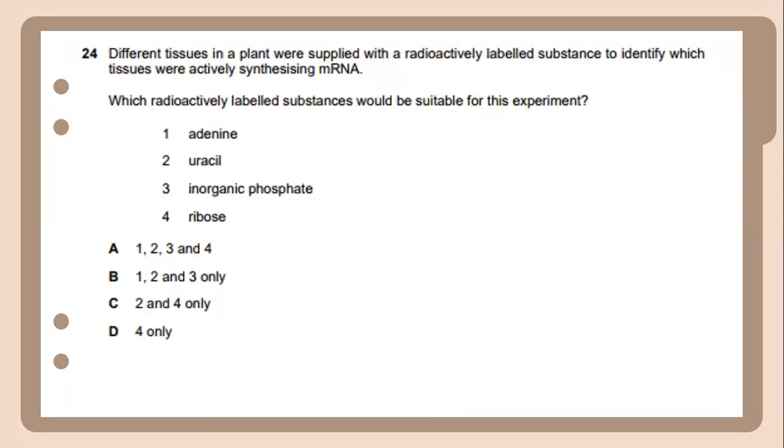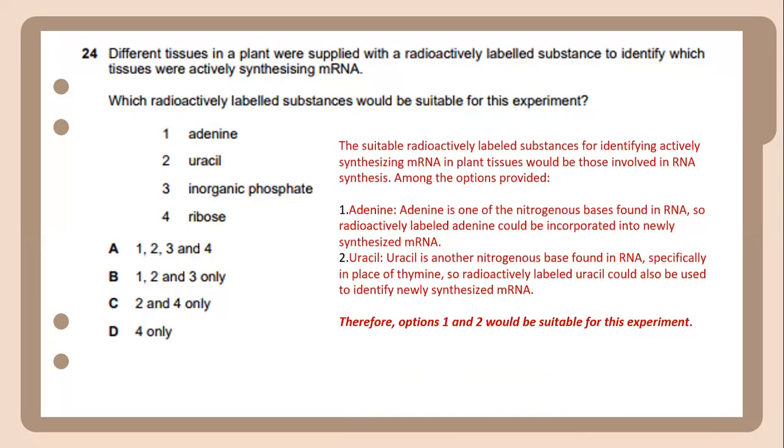24. Different tissues in a plant were supplied with a radioactively labeled substance to identify which tissues were actively synthesizing mRNA. Which radioactively labeled substances would be suitable for this experiment, whether adenine, uracil, inorganic phosphate, or ribose? The suitable radioactively labeled substances for identifying actively synthesizing mRNA in plant tissues would be those involved in RNA synthesis. So among the options provided, adenine is one of the nitrogenous bases found in RNA, so radioactively labeled adenine could be incorporated into newly synthesized mRNA.